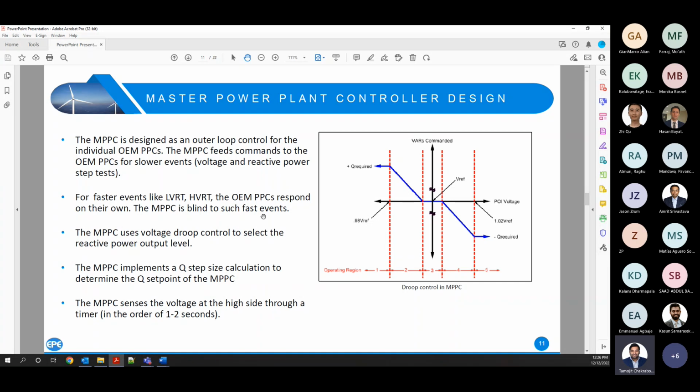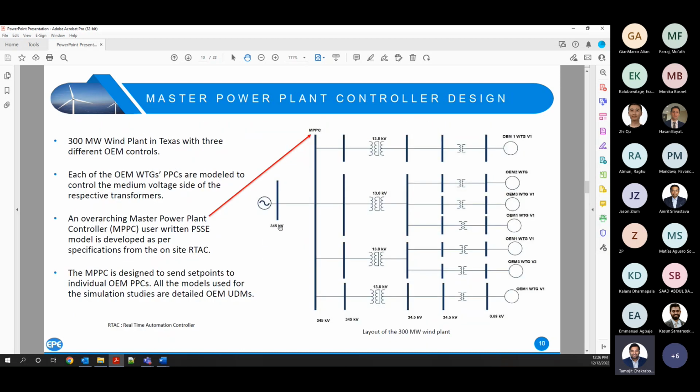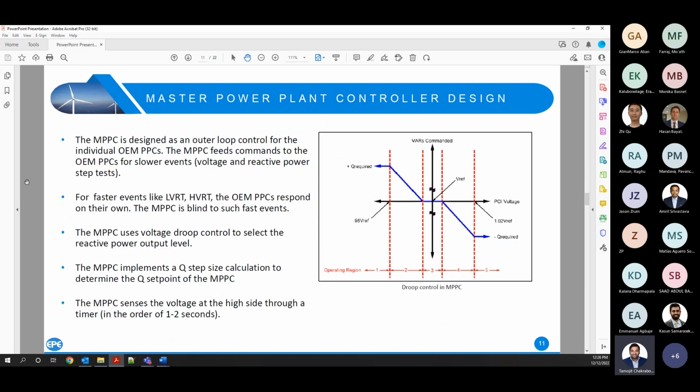The reason is that the MPPC actually has a timer and a deadband by which it refreshes itself and monitors the voltage at the high side through a timer. And the latency of the timer is around 1 to 2 seconds. So naturally, for faster events, it's basically as if the master power plant controller is actually blind to that event.